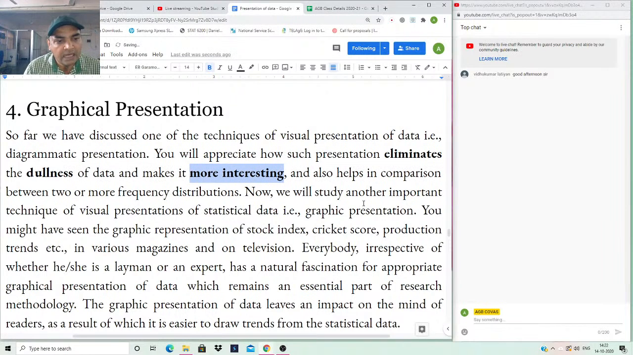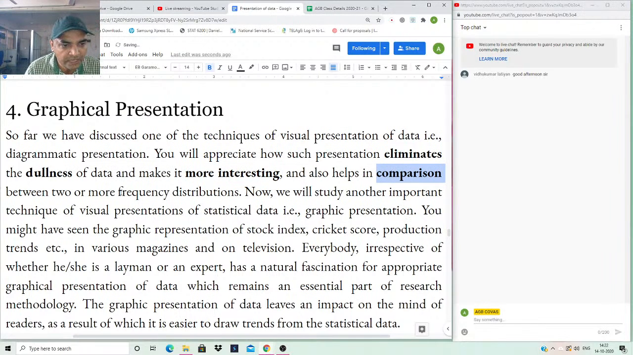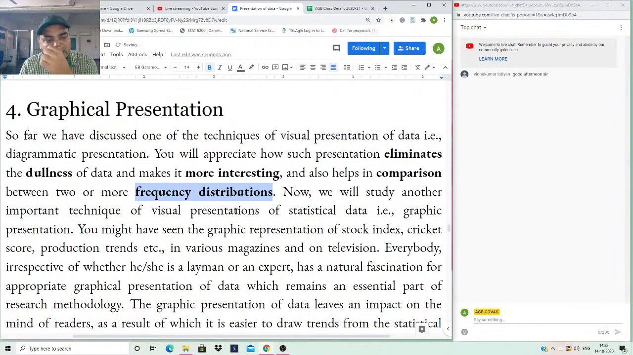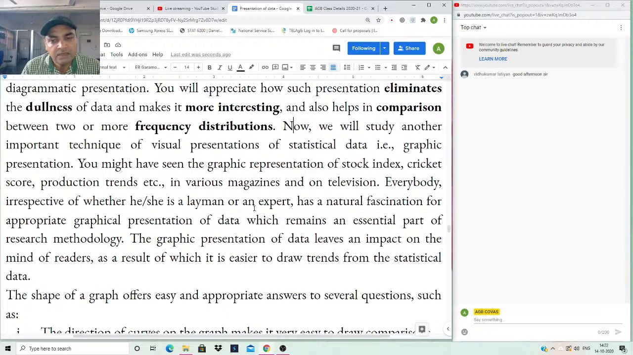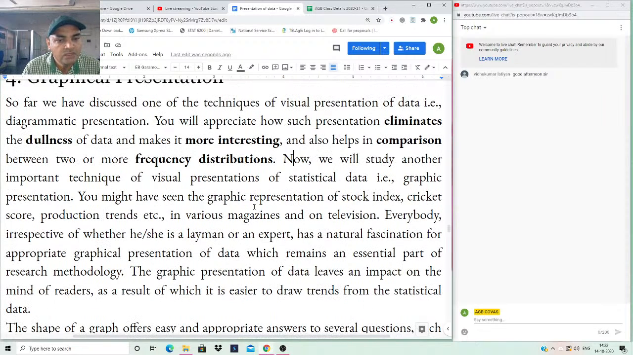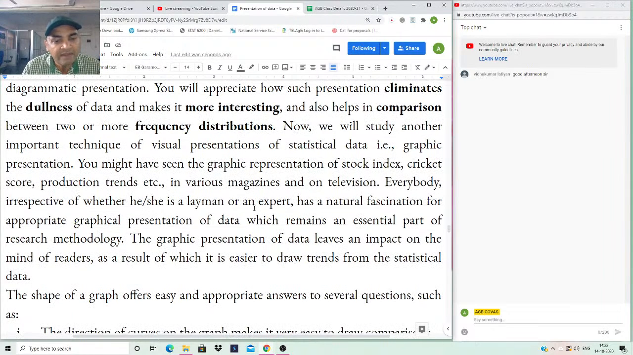At the same time it also helps in the comparison of two or more frequency distributions. So for a frequency distribution also we make a graphical presentation, and from that we can make some comparisons. Now we will study this important technique of visual presentation today. You might have seen stock indices, cricket scores, production trends, whenever trends are given in magazines and television. So you might have seen graphical presentations of them.